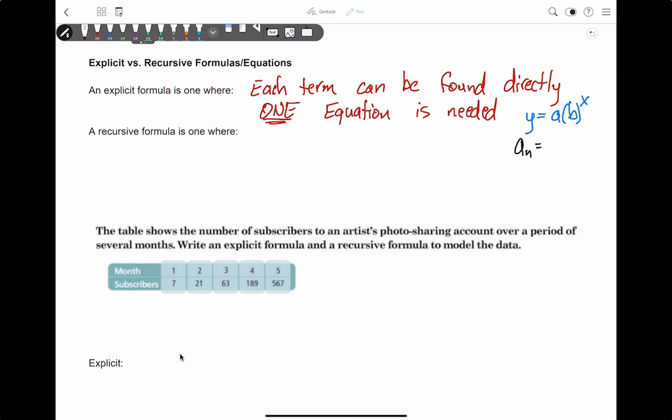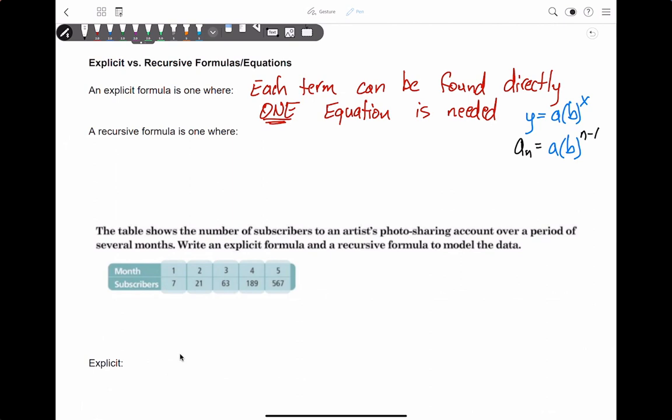It'll start from a certain number, let's call this a sub naught, and then it will change by the common ratio, which is the change per jump, and it's going to go to the power of x. Let me not get ahead of myself. It's going to look something like the following: a times b to the power of n minus 1. We'll talk about that in just a bit.